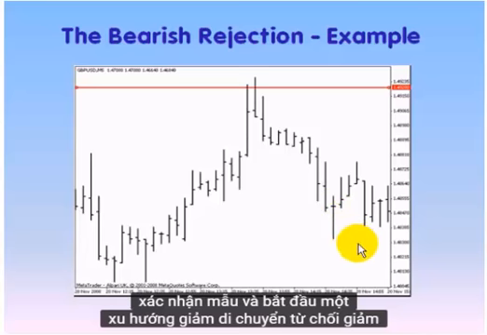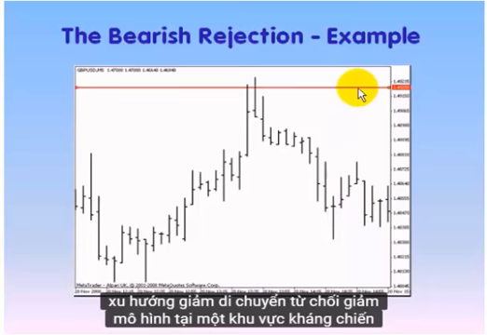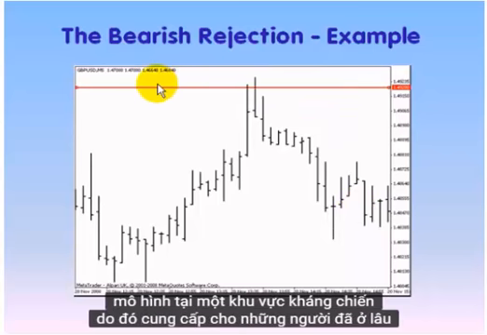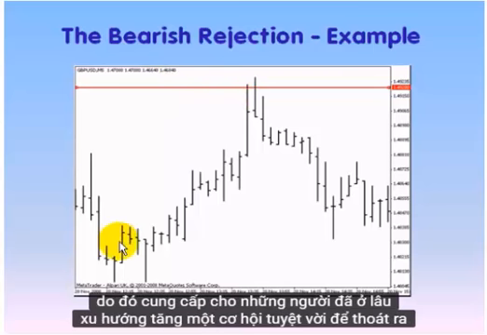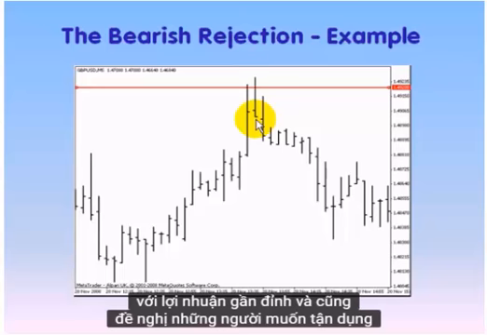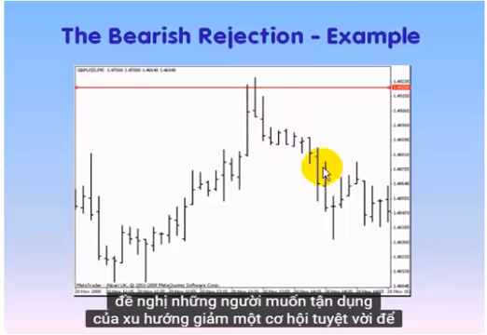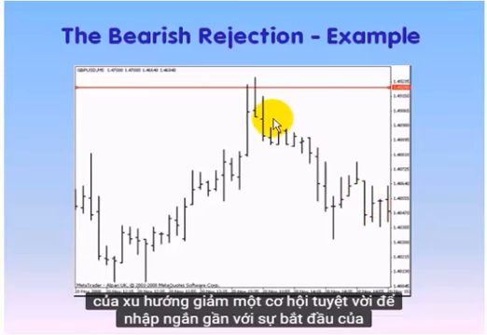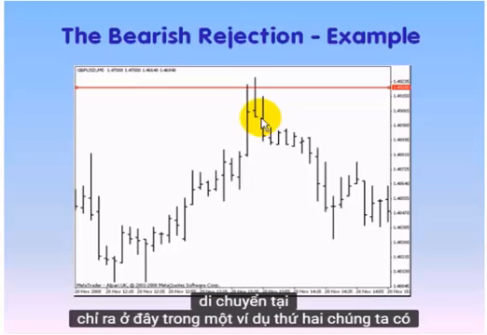The bearish rejection pattern at an area of resistance therefore offered those who were long in the uptrend a great opportunity to exit with profits close to the top, and also offered those who wished to take advantage of the downtrend a great opportunity to enter short close to the start of the move at this point here.